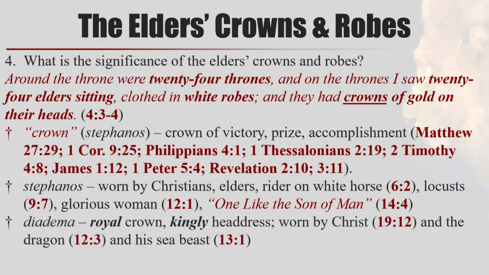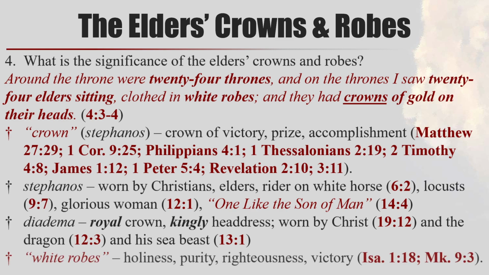So by contrast, you'll actually kind of recognize our English word, diadem. So a diadema would be a crown worn by royalty. So this is not a crown so much of victory, but this is a crown of authority, of position. This is what a king or queen or a prince would wear. So we're going to see it worn by Christ as well as the dragon in chapter 12 and by his sea beast in 13. So the key to note here is these 24 elders, they're not wearing a diadem. They're wearing the crown of victory. So there is a distinction to be made there.